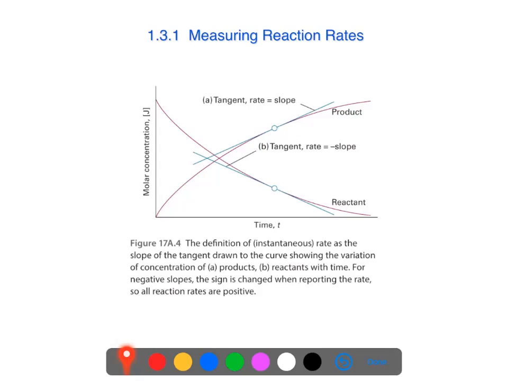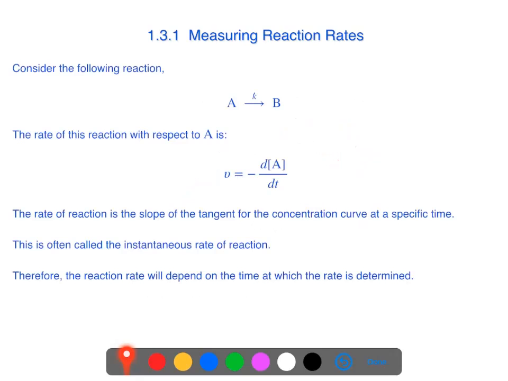And again, recall that because the reactant is decaying, the slope of the tangent will be a negative value. But if we go back to our expression, that negative value inserted here, multiplied by the negative sign in our expression, will give an overall rate, which is a positive quantity.